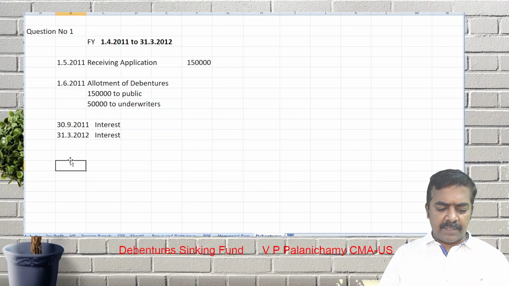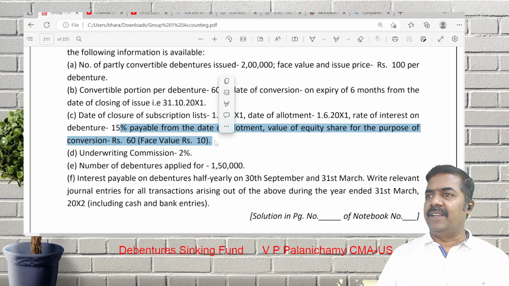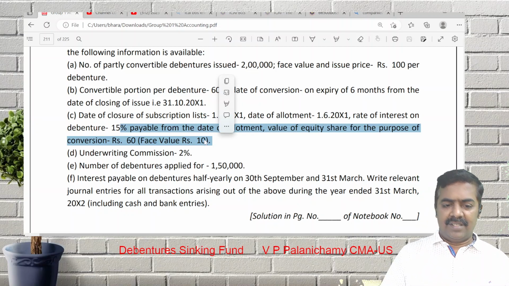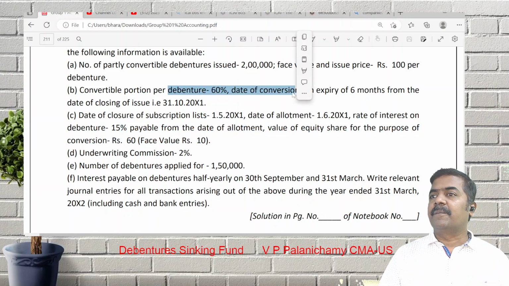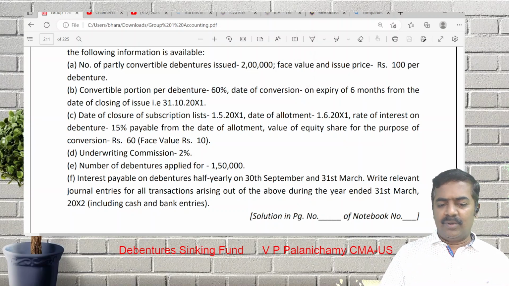Does any conversion take place in the current year? No. It is given that debentures are convertible. Are the debentures converted into equity shares? No. That's just for your information. 60% of debentures are convertible into equity shares. Have they converted during the current financial year? No. So, no entry is required for conversion because conversion has not happened.